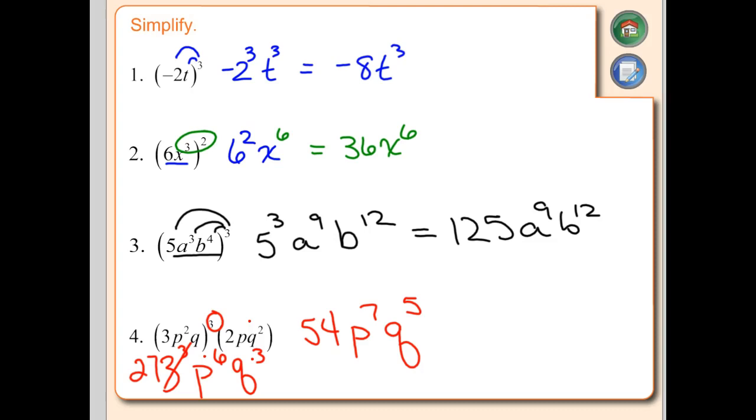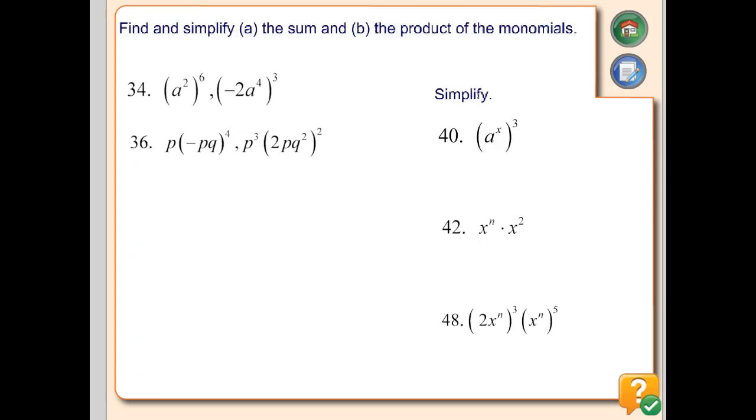Now, let's try a few more ideas here. Let's go to the next slide. I put these on here because you've got some problems like this for homework tonight. It says find and simplify A, the sum, and B, the product of the monomials.